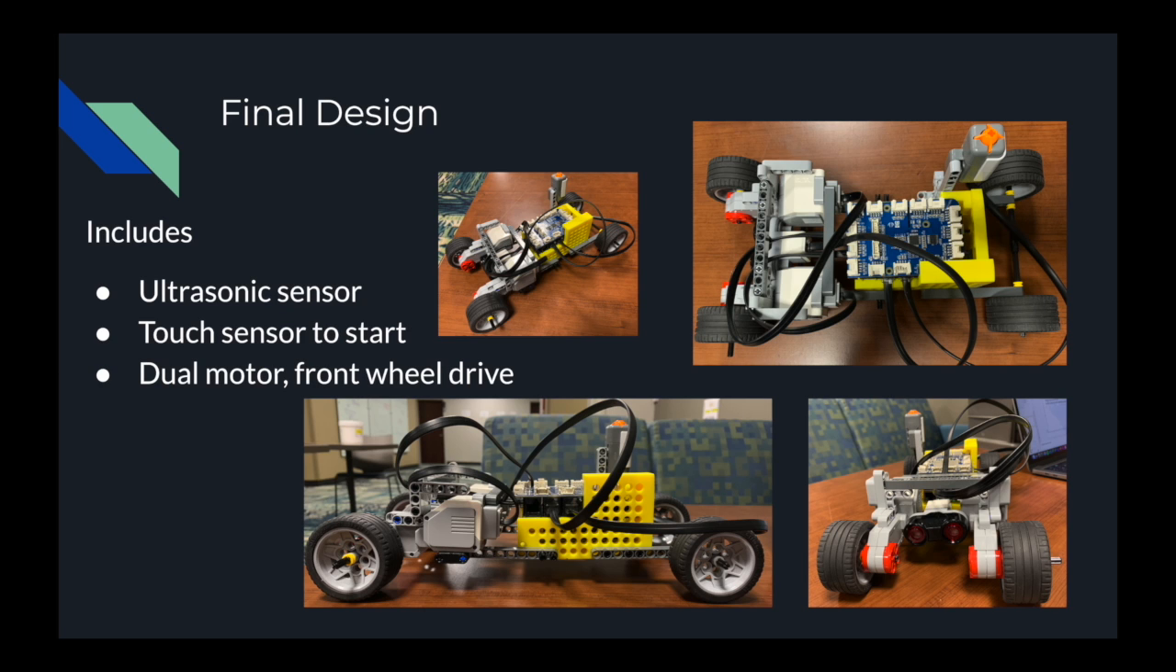The final design consists of an ultrasonic sensor that's situated between the two front motors that are powering our wheels, and you can see in one of the diagrams that we have a touch sensor as the button used to start the vehicle and then promptly stop it after it detects an obstacle. As mentioned previously, it's a dual motor front wheel drive design, and now we'll go into the results to show how well we quantified and met the specifications given to us by Team 19.